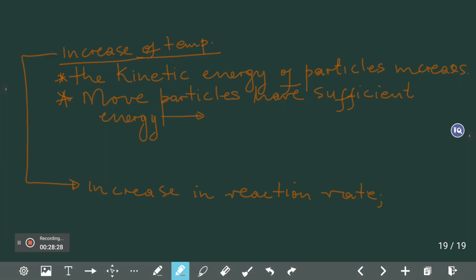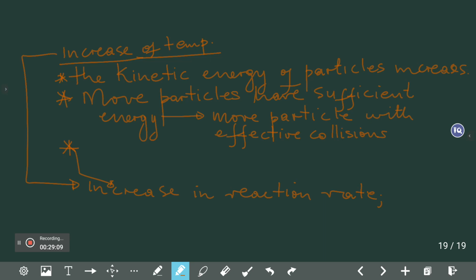When you have more particles with effective collisions, what is the result? The result is an increase in the reaction rate. Is that clear? So when you are explaining in the collision theorem how an increase in temperature affects the reaction rate, the pinning point is that the kinetic energy of particles will increase. And this increases the number of effective collisions. If that happens, then you have an increase in reaction rate.